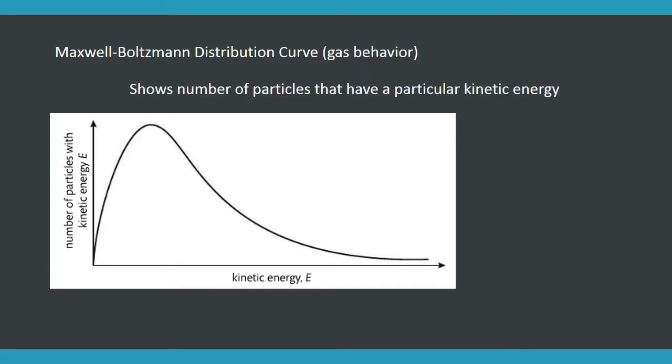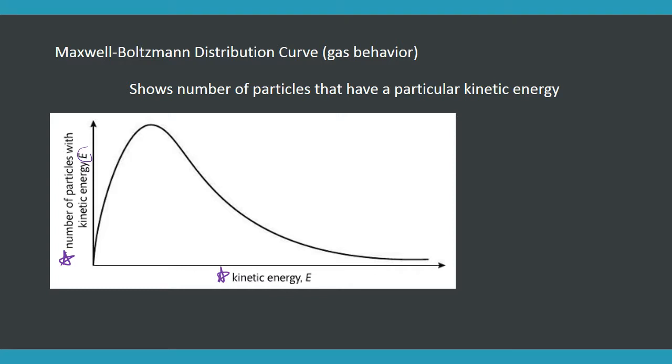So the Maxwell-Boltzmann curve shows the number of particles that have a particular kinetic energy. So please look at the y-axis. The y-axis is quite literally the number of particles with kinetic energy. And so we're seeing increasing energy as we go along, and then on the x-axis, we have kinetic energy. Students have been asked this question in the past to draw a Maxwell-Boltzmann curve, and they don't label the axes, which means they lose one or two points.